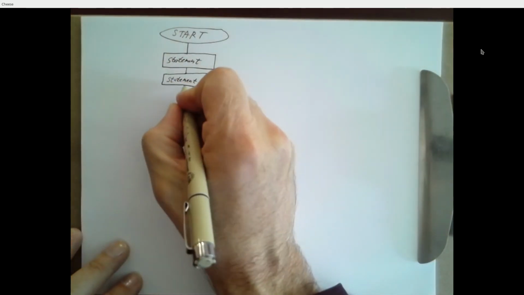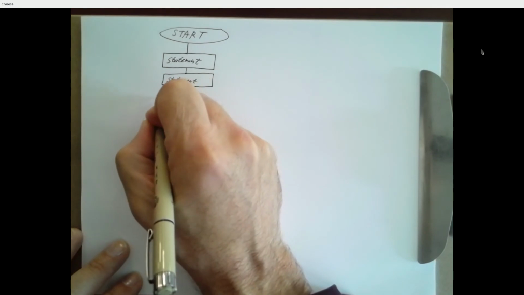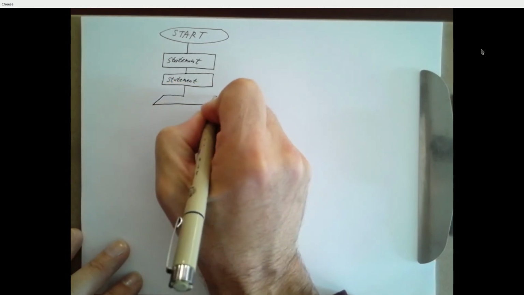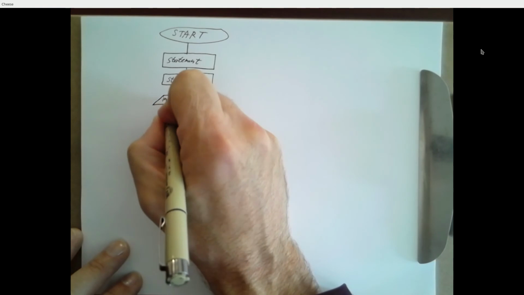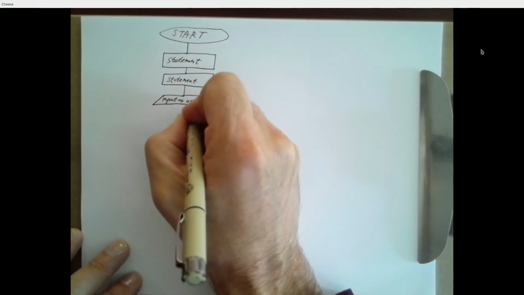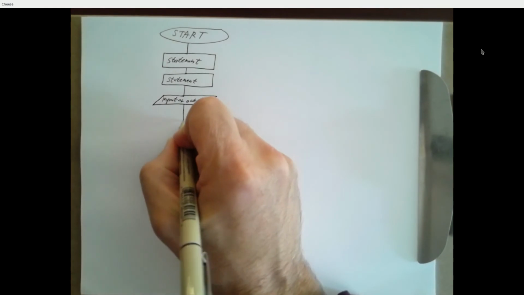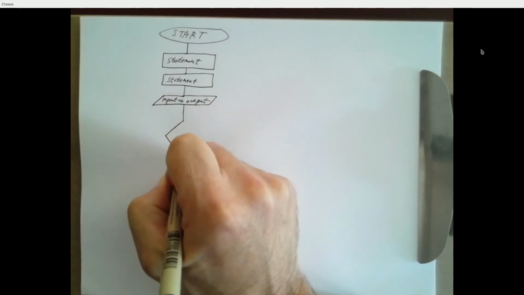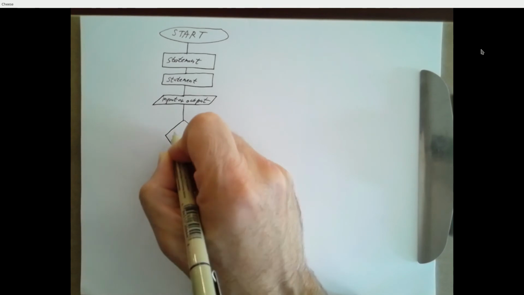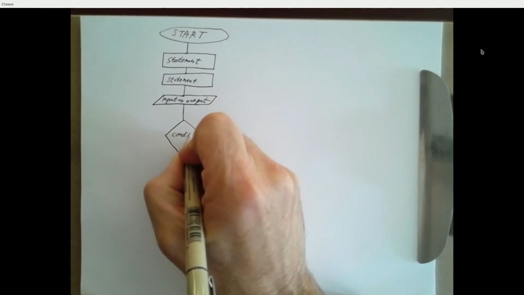Usually our programs are doing input or output, so we have these trapezoids for input or output. So read a number from the user, print an answer to the screen, whatever. When we have a conditional, we use a diamond. And we list some condition. Is X bigger than 0? Is A equal to B?